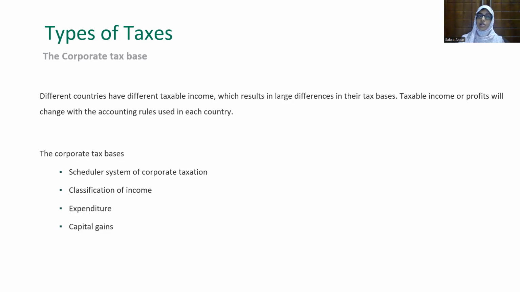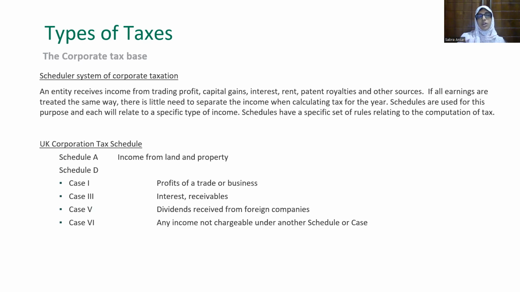So we need to understand that corporate tax bases have a schedular system of corporate taxation, and that there are different classifications of income and expenditure and even capital gains. All these will be needed when it comes to corporate taxation. All these need to be included, and the taxable amount needs to be computed just like in individual taxation as well. So now we will move on to understanding what the schedular system of corporate taxation is.